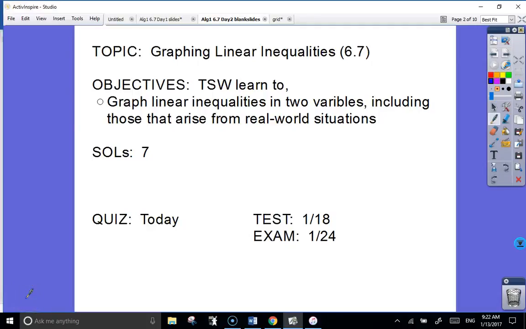Okay, here we go. So this is the second part of this lesson, and the only thing changed here is I did update the date. I think our test will be on the 18th, and our exam is on the 24th, right? Tuesday the 24th. Okay.